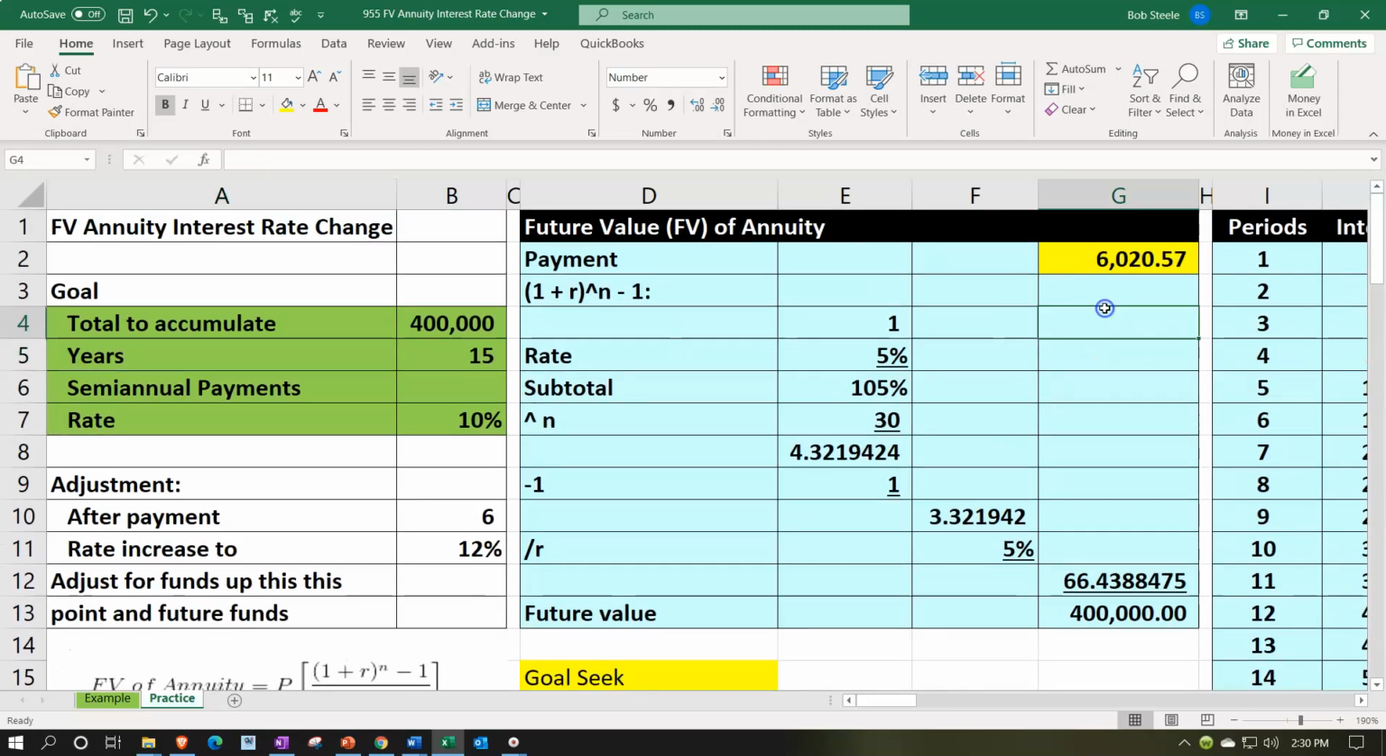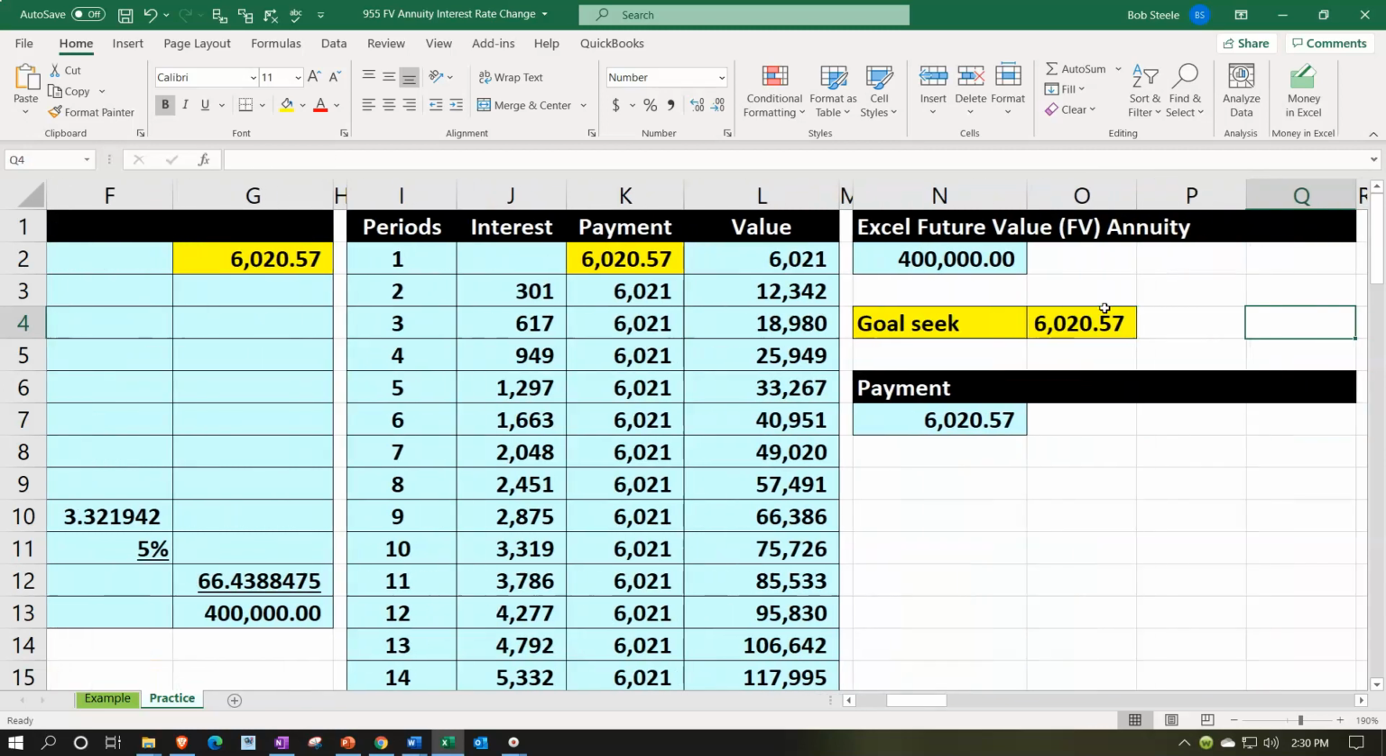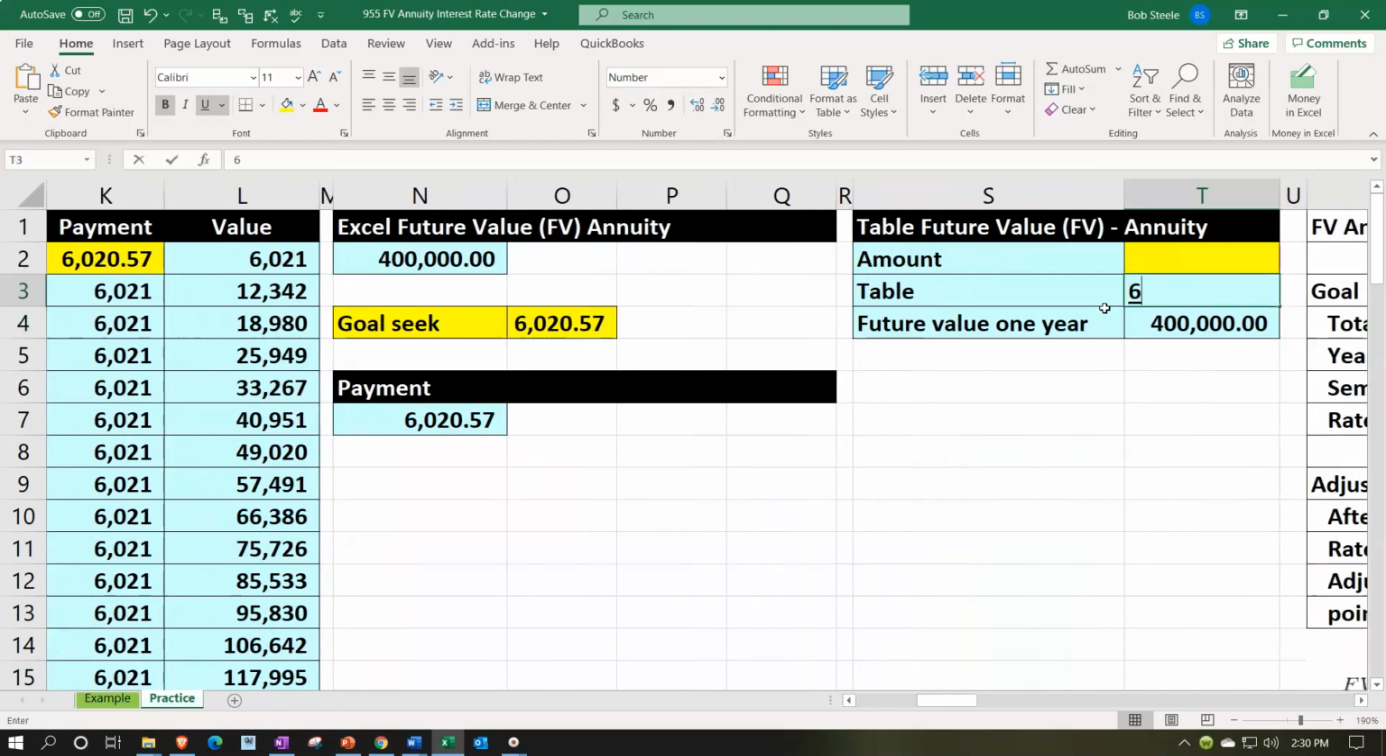66.439, that's what we're talking about. 66.439. And then I can back into this number by dividing this out. This is going to be the 400 divided by that 66.439. There we have that. Not exactly the same as this because of rounding, tables being rounded to 4 digits.